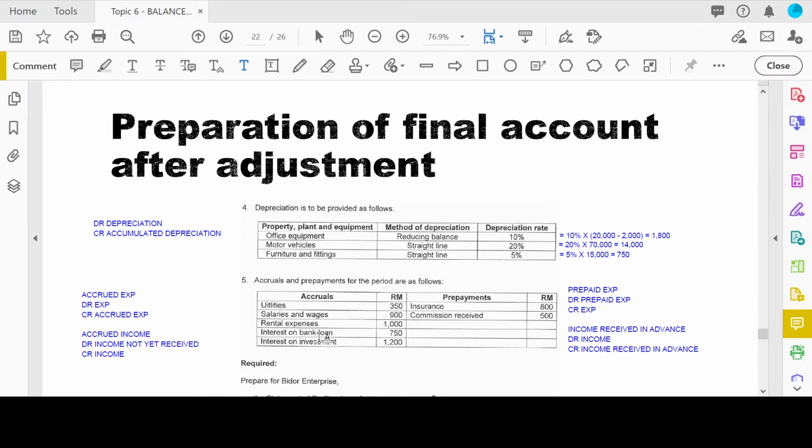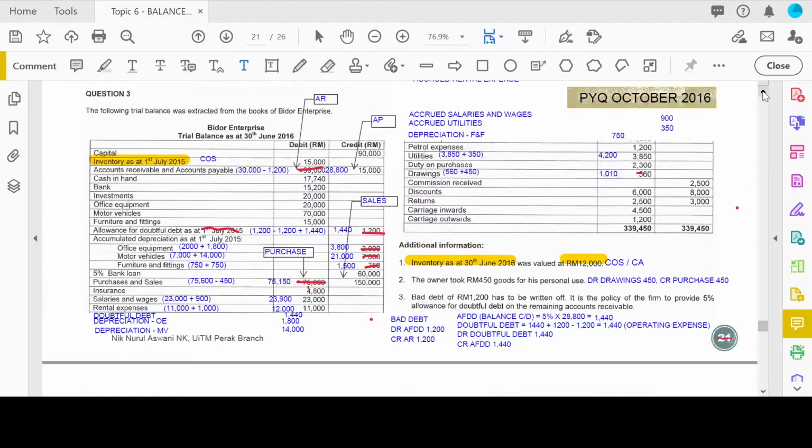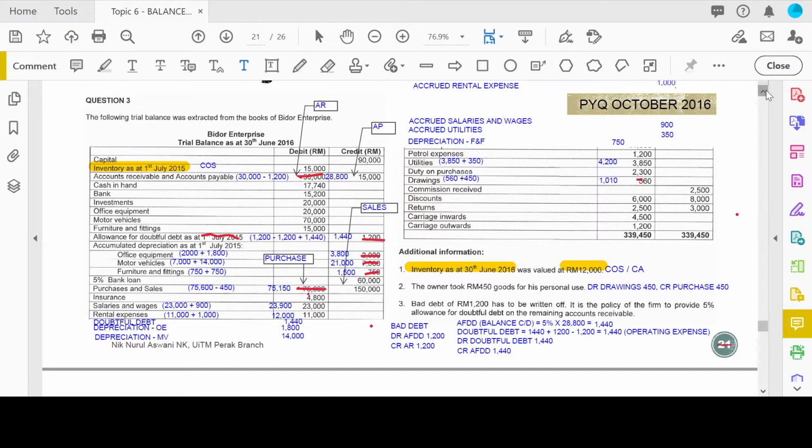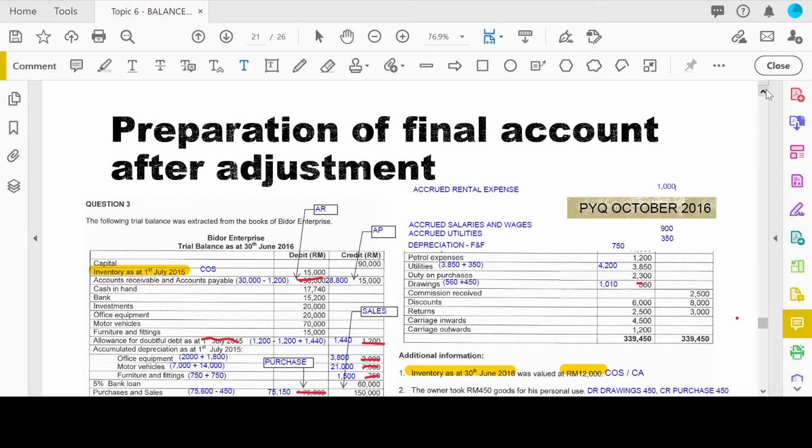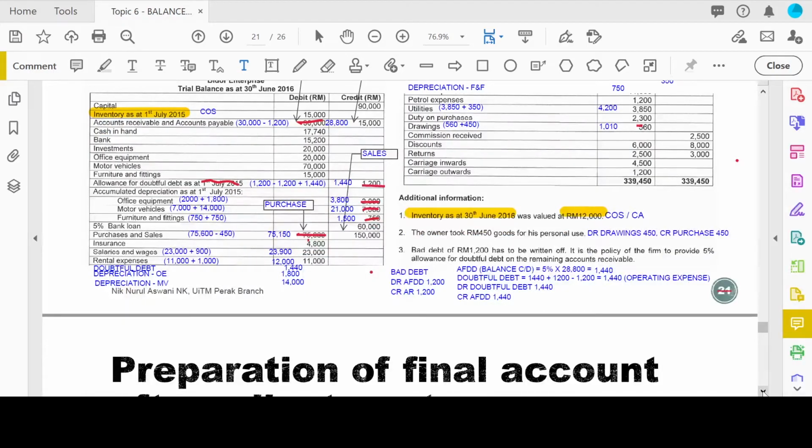And interest on bank loan is understated by 750. So look again in our trial balance, do we have any interest on loan? No, we don't, meaning that when you prepare the adjusting entry, you have to add that into your account, update your account. So I'm going to add interest on loan. Where should I add it? Maybe here.